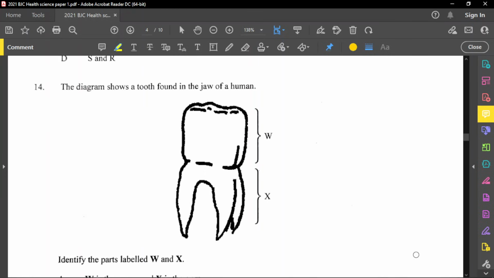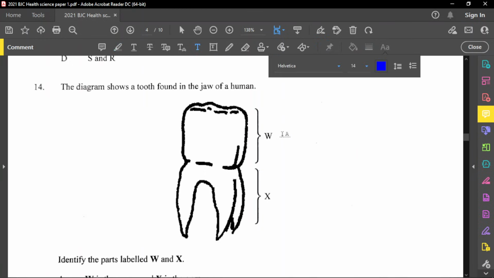Here it asks us to identify the parts labeled W and X. W is the crown, which is the top part of the tooth. That's called the crown. And the bottom part is called the root. That's the root there.